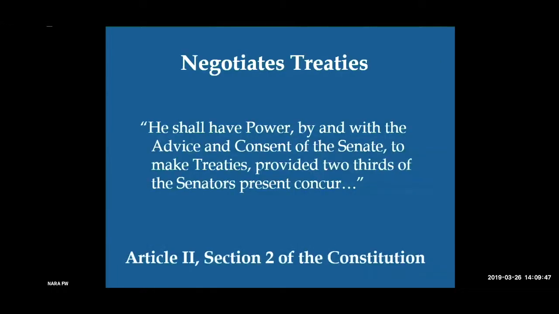The individuals that were in Ghent were U.S. diplomats that worked for the State Department, and they were representing President James Madison. And so the president has the power to negotiate treaties. He shall have the power by and with the advice and consent of the Senate to make treaties, provided that 2/3 of the senators present concur.